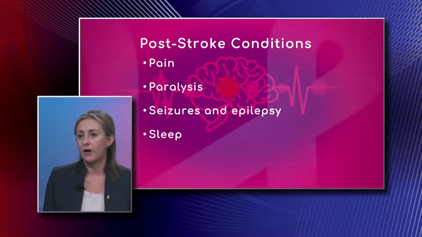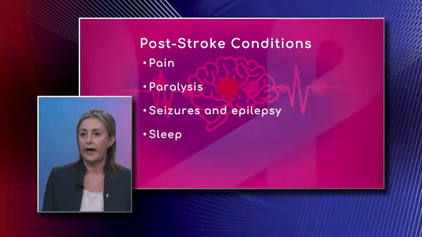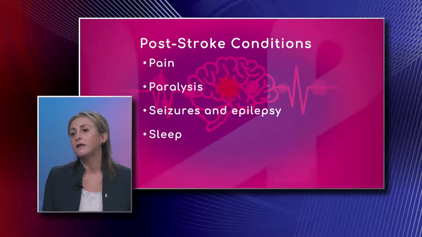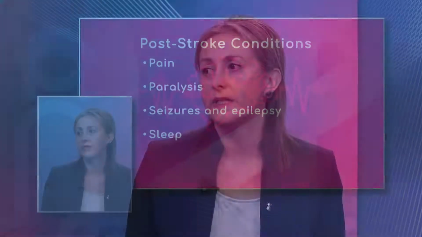Pain, that we spoke about. Paralysis is very similar to hemiparesis. It's weakness as well in the arm or the leg. And seizures and epilepsy, it depends again on the areas of the brain that were affected. Some patients can present as well with post-stroke seizures.